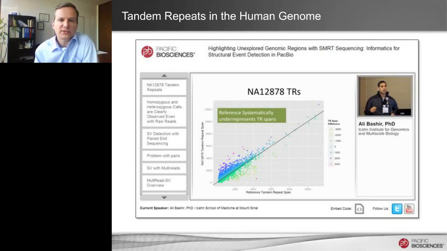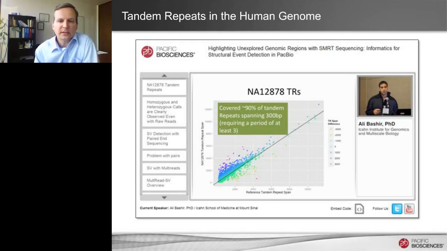So they sequenced a well-characterized human genome with PacBio whole genome sequencing, and found that the tandem repeats in this particular sample are systematically much longer, on average, than what the reference would provide. They can make this inference because in the PacBio data, they covered 90% of the tandem repeats spanning 300 bases or more and can resolve this particular structure.